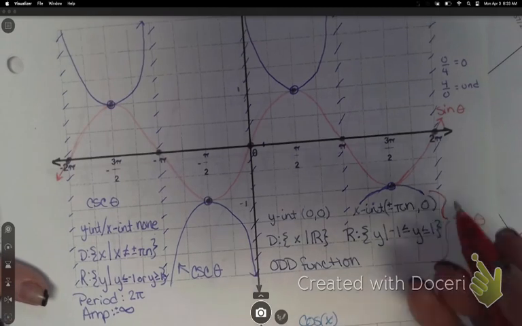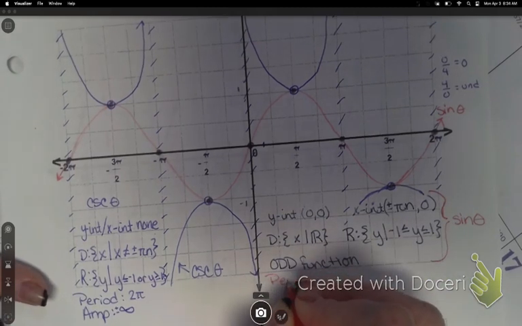Okay, so let's do the period of sine and amplitude.